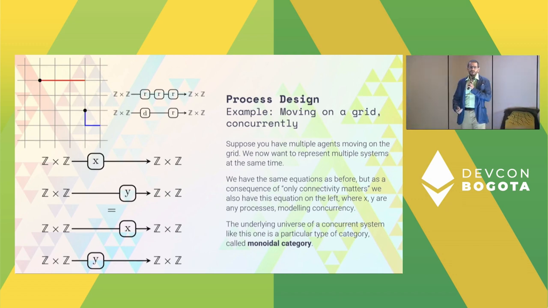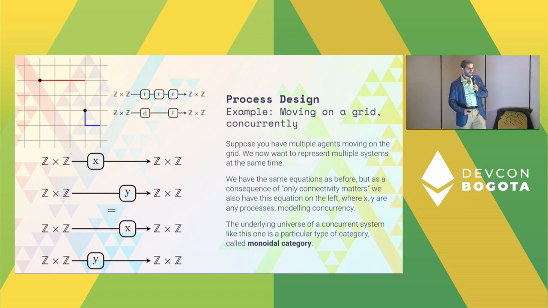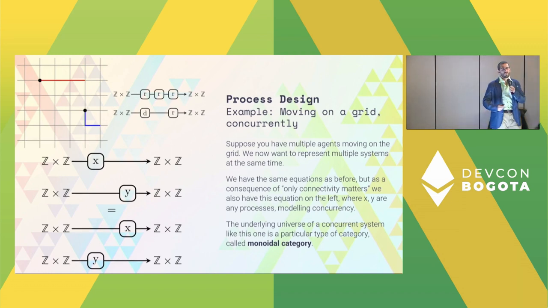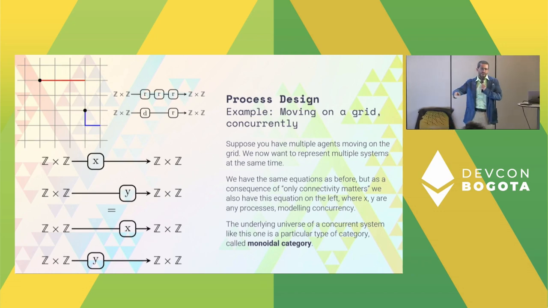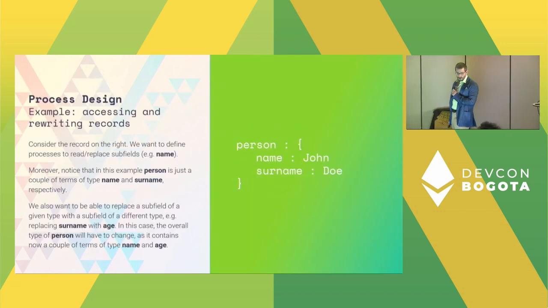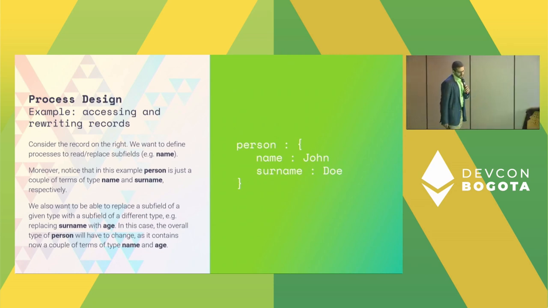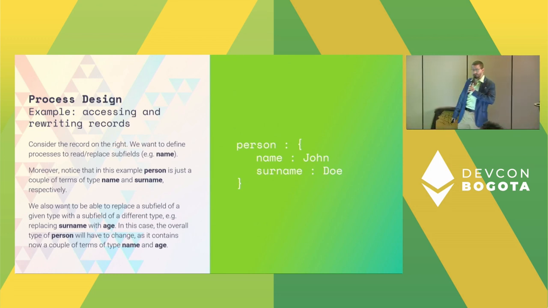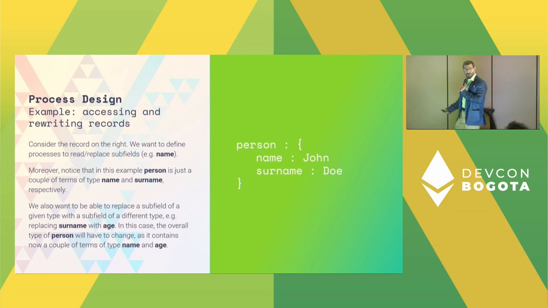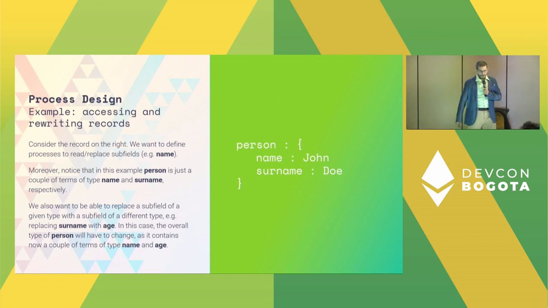Mathematically, we say that the universe we are relying upon is not just a category, but something called a monoidal category. That basically means a category where you can also do things in parallel. Okay, let's do a more programming-oriented example. So let's consider a very simple record. Let's call it Person. This record has two fields, name and surname, okay?